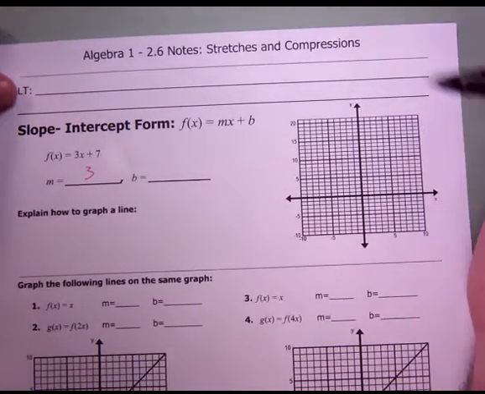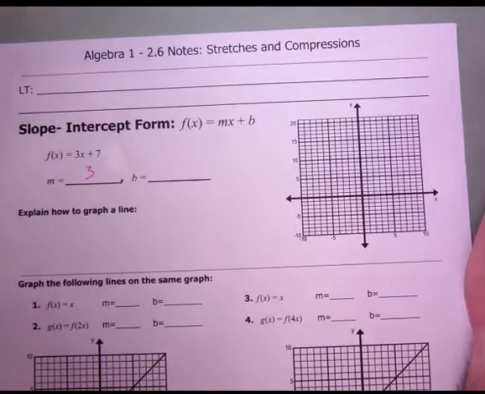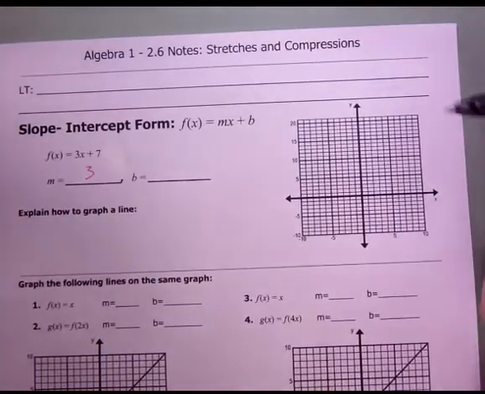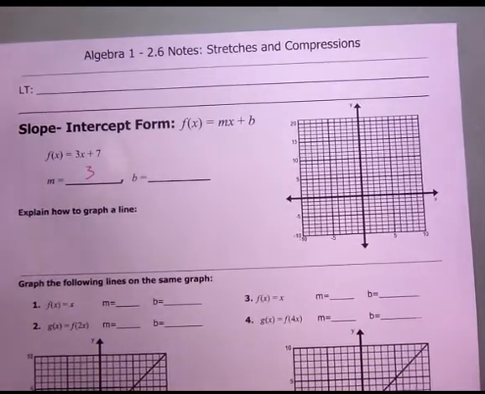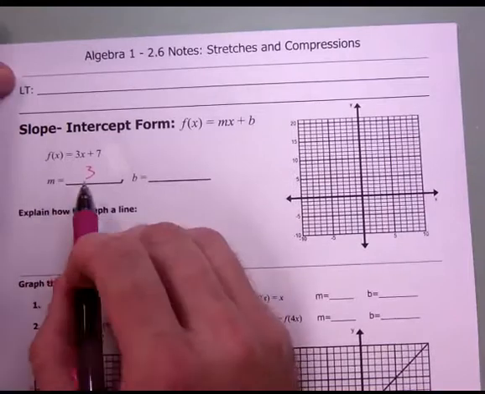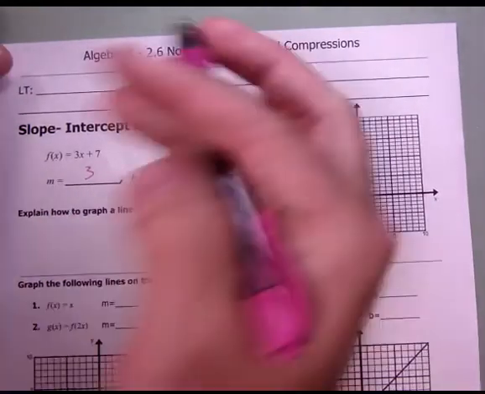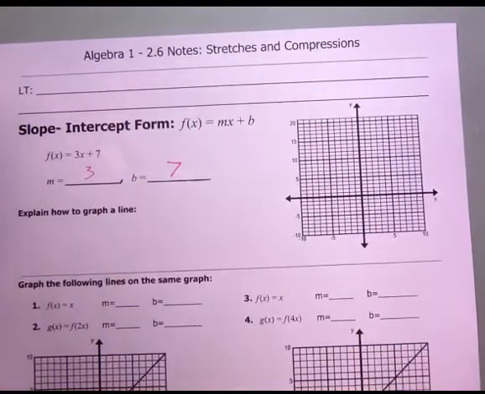So today we have 2.6 notes, which is going to be stretches and compressions. First thing we're going to do is graph our equation just to get us used to it again. Our equation is 3x plus 7, where 3 is, of course, our slope, and 7 is our y-intercept.